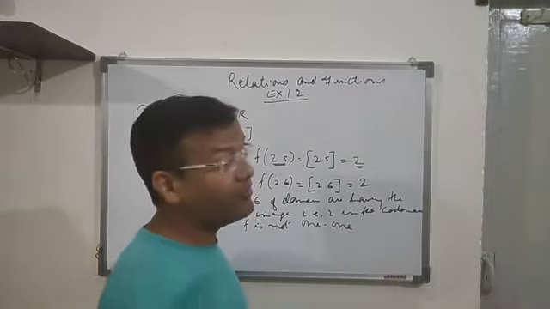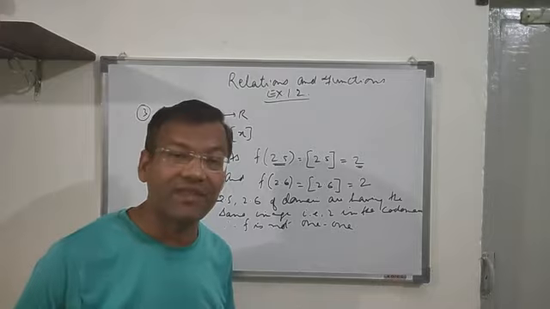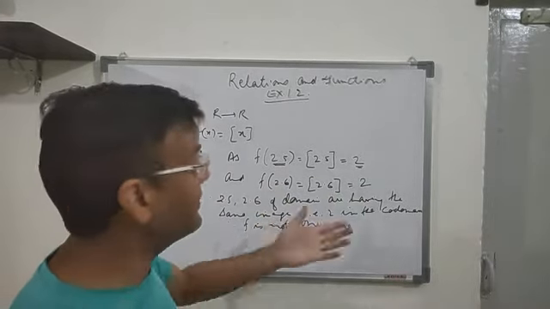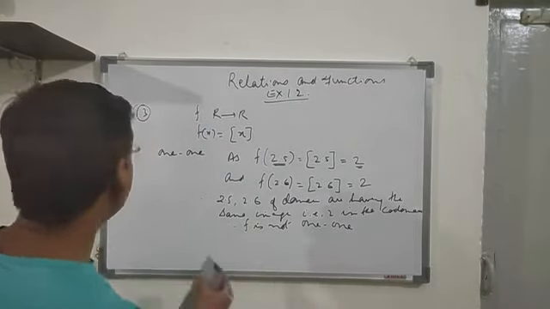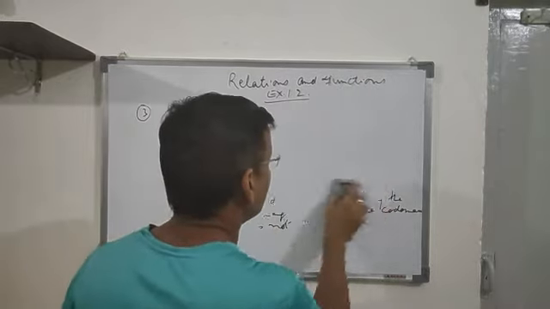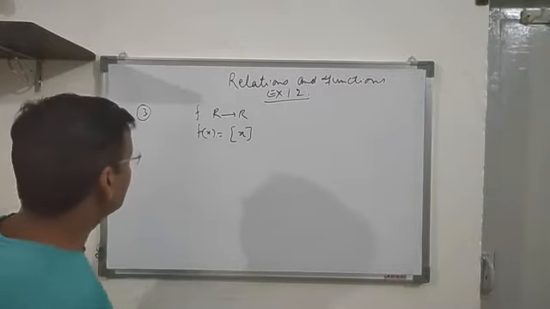Because again and again we have to refer to the definition. A 1-1 function says that different elements must have different images. These are two different elements, but they are having the same image. That means this function is not 1-1. Now we have to show that it is not onto also. Now I am coming to the onto part of it.